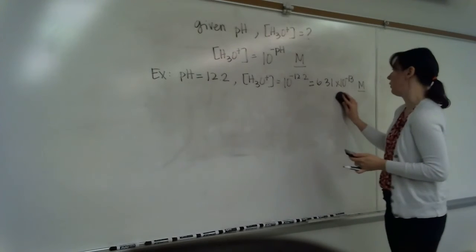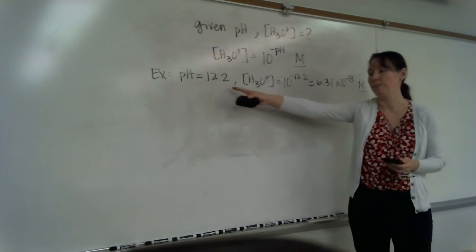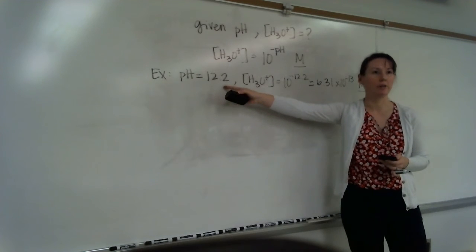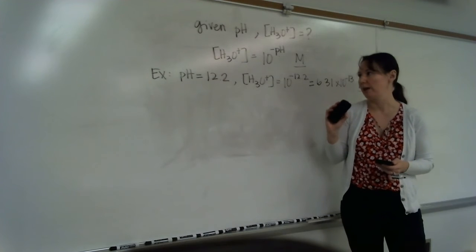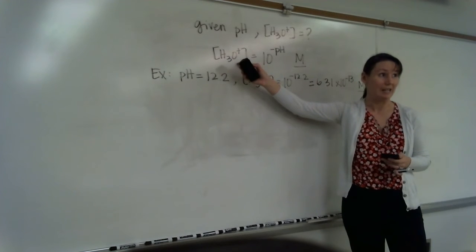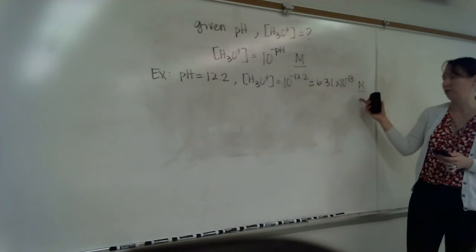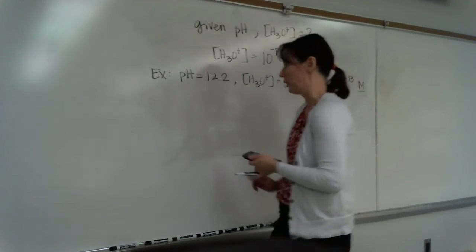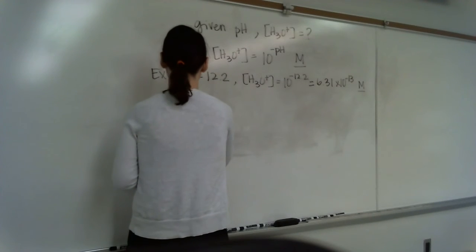Now that's a really, really low number. Would you expect there to be a lot of H3O plus in a basic solution? No, right? How did I know this was a base? It's greater than 7, right? So that means this is a measure of acidity, right? That's coming from the acid. So if this is a basic solution, you would not expect there to be a whole lot of the acid component in there. So I'm going to give you a couple to try just to make sure you can do it. I give you pH, you give me hydronium concentration.